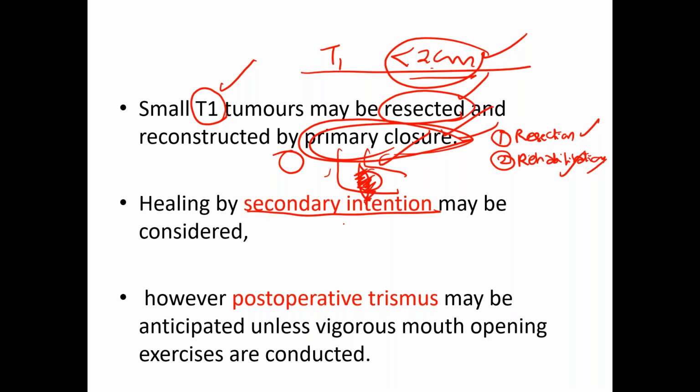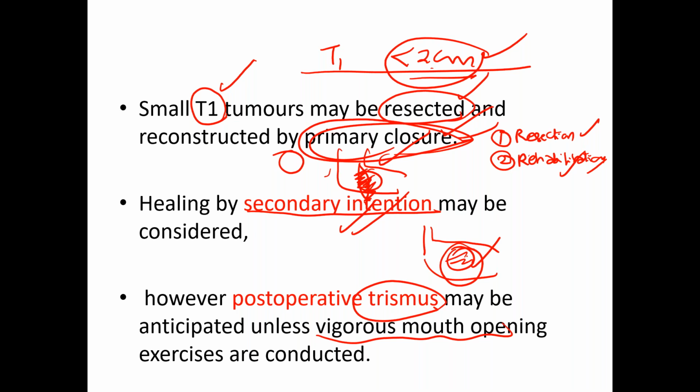Healing by secondary intention. What is secondary intention? You have removed the cheek tumor, for example, and then leave it like that. It might heal by itself. That is called secondary intention, and it can be considered. However, trismus will be there unless there is vigorous mouth opening exercise. If you try to suture the cheek tightly, trismus will be there. So you should give exercise for that.